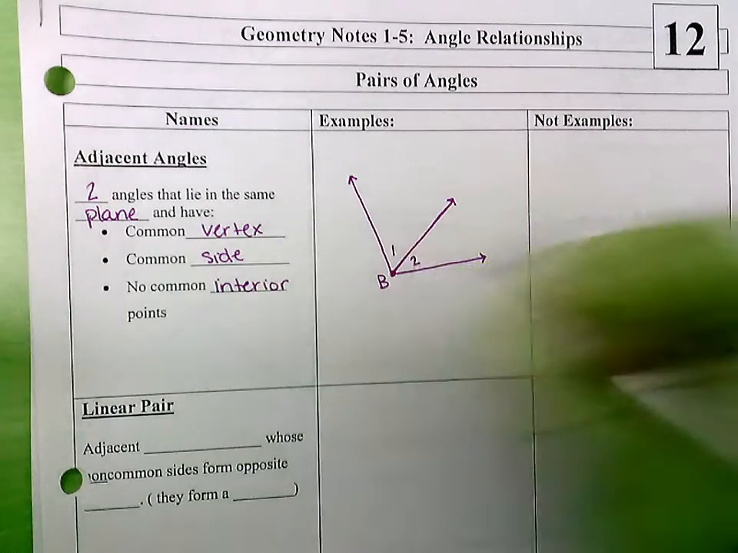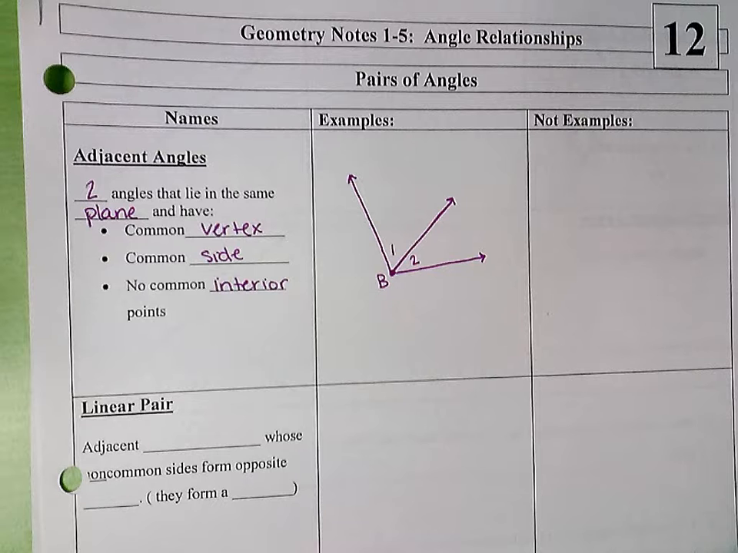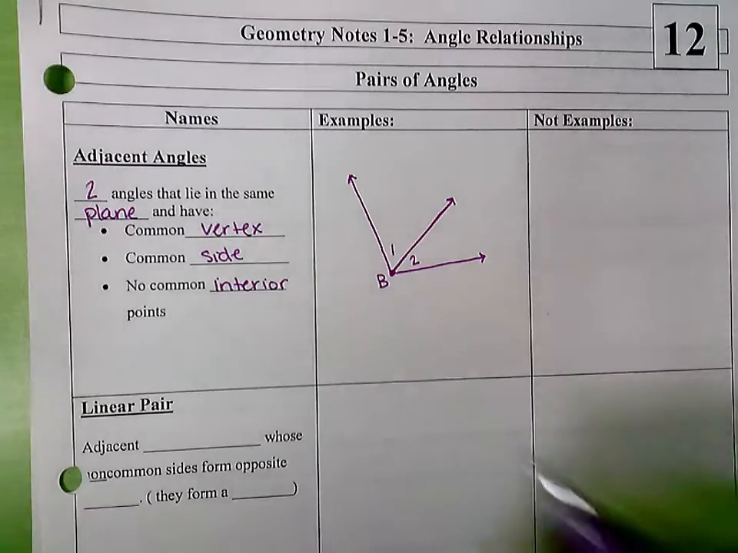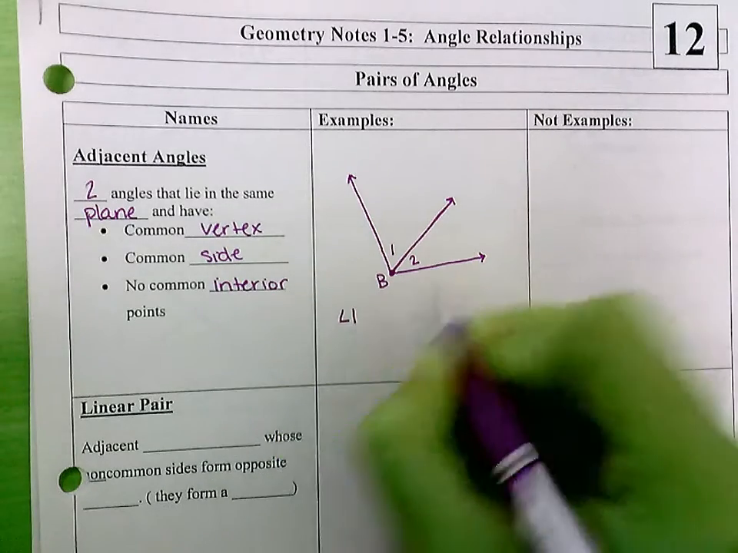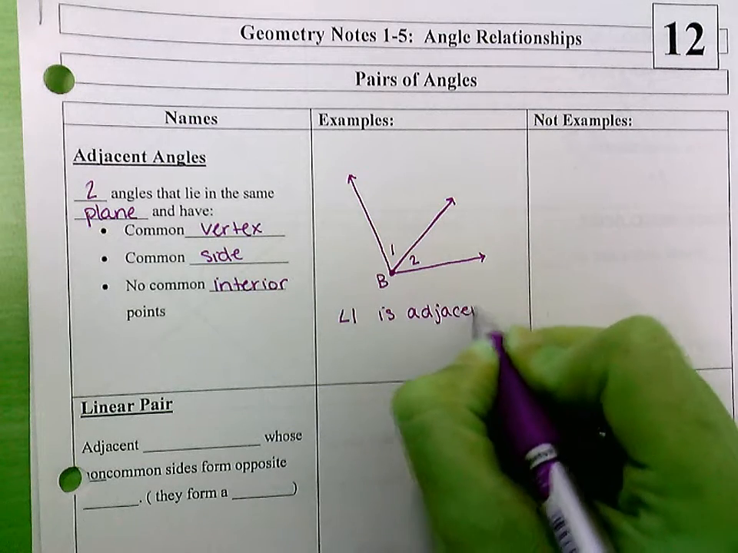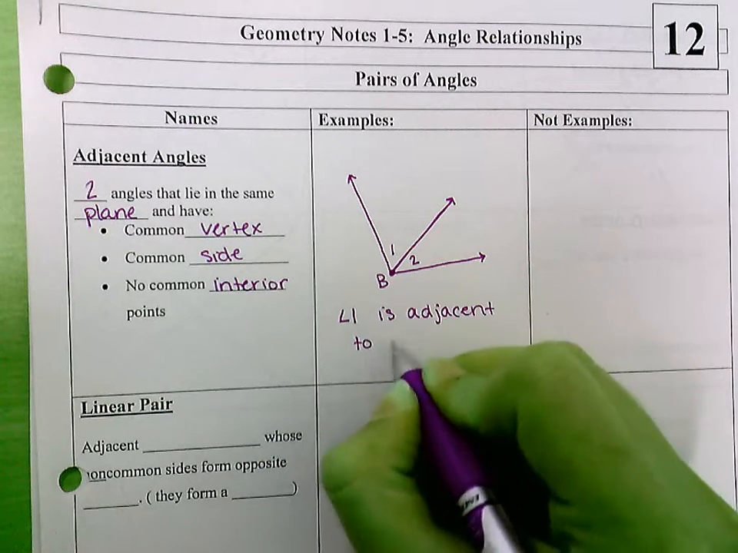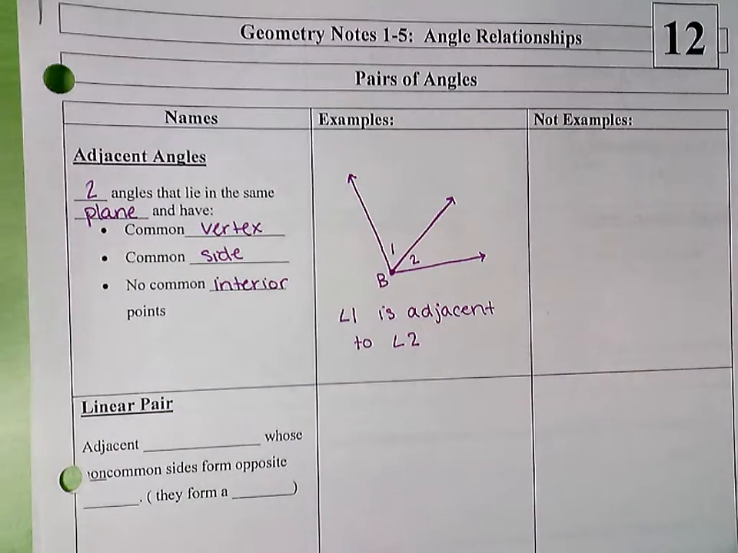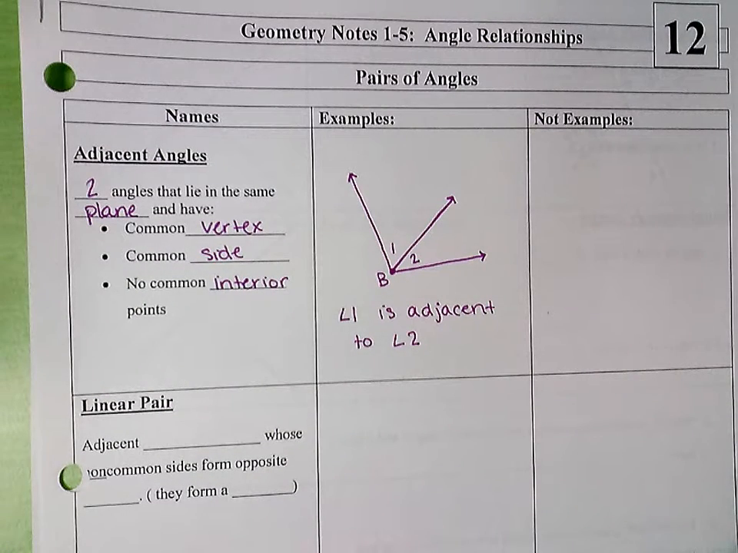So if I label my angles, I'm just going to label them 1 and 2 because I like to use numbers to label my angles. It just makes it a little easier. I could say angle 1 is adjacent to angle 2. So they share that ray and they share that vertex point.